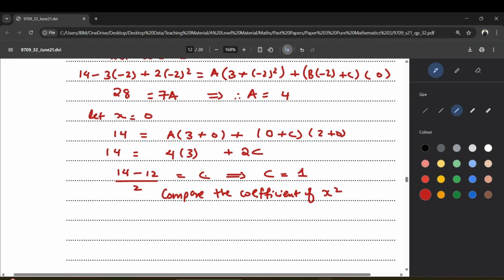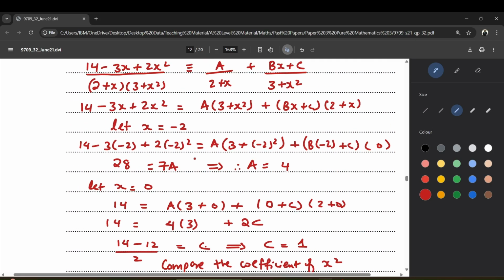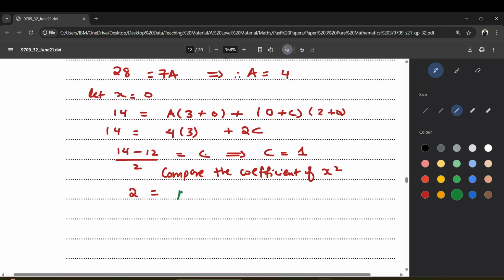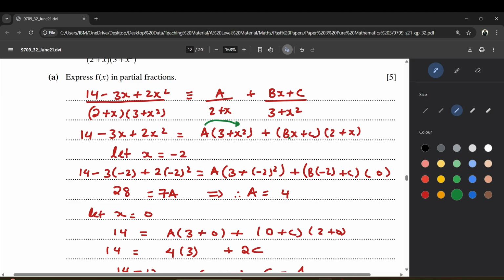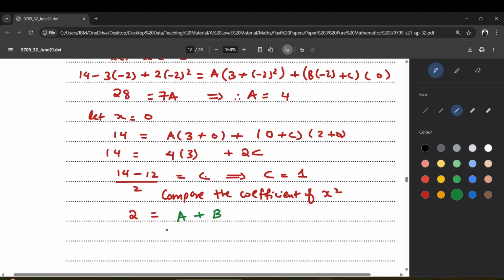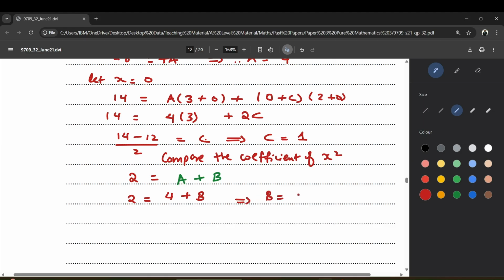The coefficient of x square on the left hand side is 2, so I'm going to write 2 equals the coefficient of x square. So one of the coefficients I'm going to get is when a multiplies with x square. So from here, one of the coefficients of x square is a, and from here, when this bx multiplies this x, that becomes bx square. So the second coefficient will be b. All right, we already know the value of a, that was 4. So therefore b is equal to 2 minus 4, which is -2.